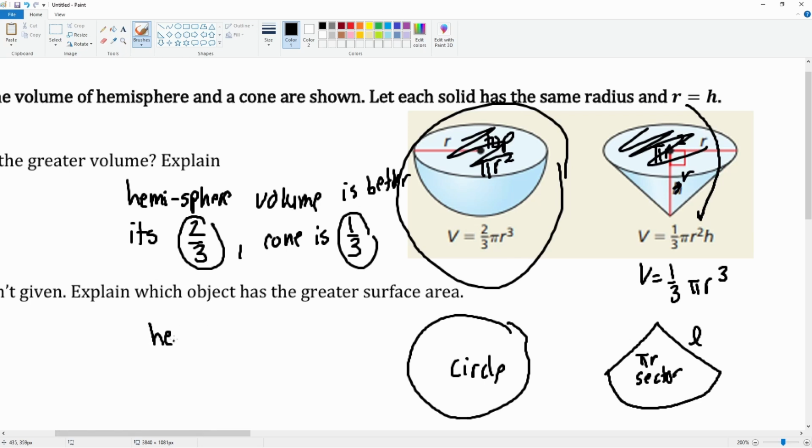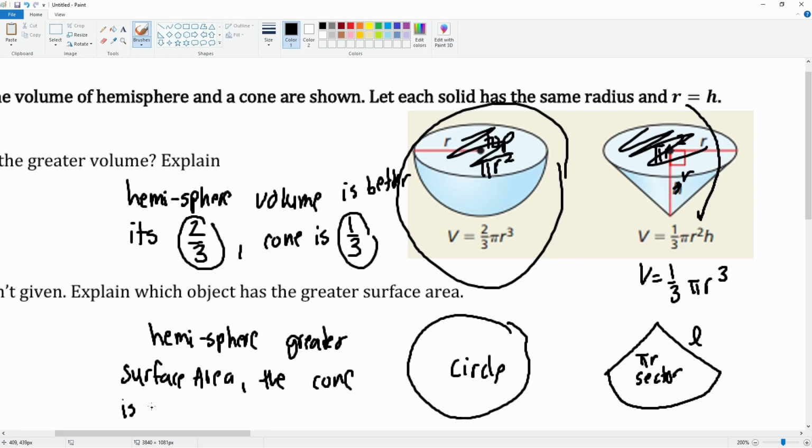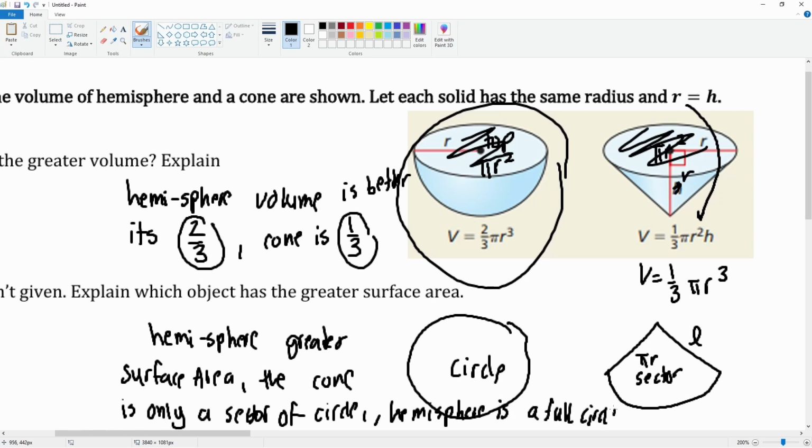the hemisphere will have a greater surface area. And the reason why is because the cone is only a sector of a circle, whereas the hemisphere is a full circle. All right, there you go.